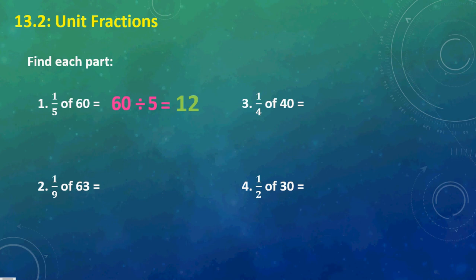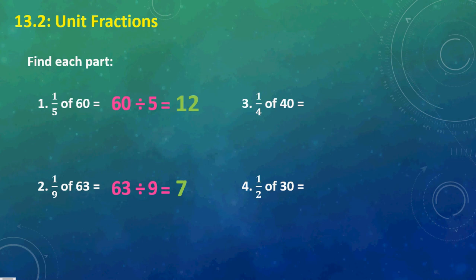Number 2 says 1/9 of 63. Once again, I'm going to put this 63 over here, divided by 9. What 9? The denominator of the fraction that we have over there. Then I resolve the division. 63 divided by 9 is 7. The answer is 7. Okay?